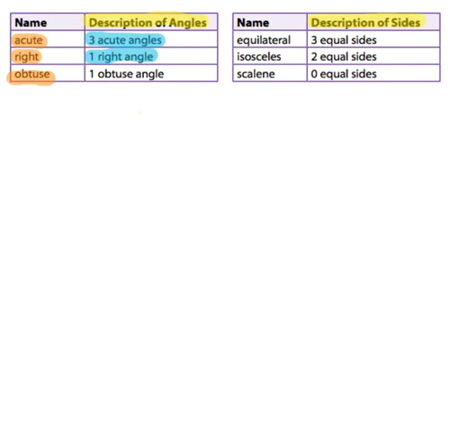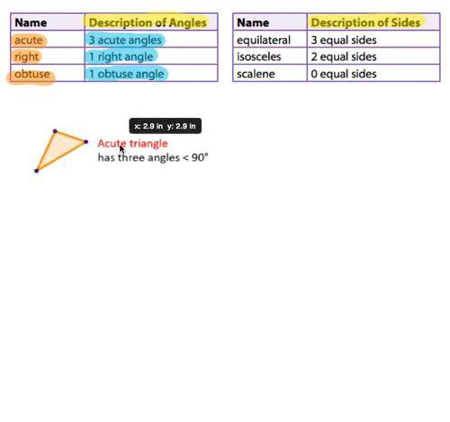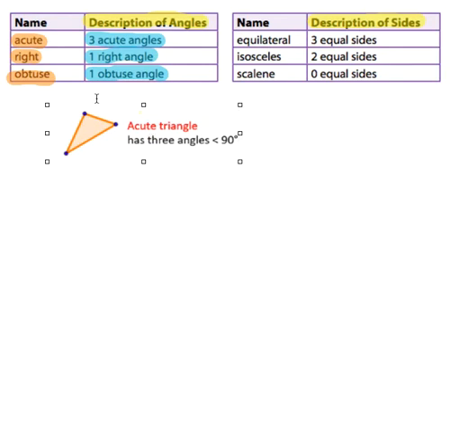Let's talk about obtuse. An obtuse triangle has a single obtuse angle. So, one obtuse angle for our obtuse triangle. Let's see some examples of these. All right, so an acute triangle. An acute triangle, all three angles are less than, this is our less than symbol, less than 90 degrees. Any angle that's less than 90 degrees is an acute angle, right?